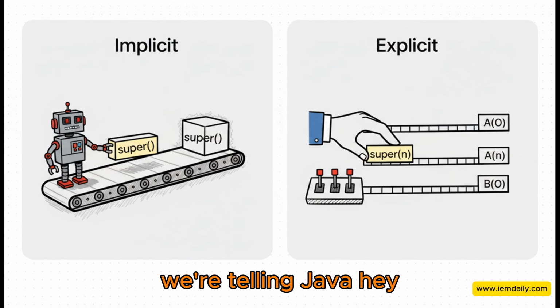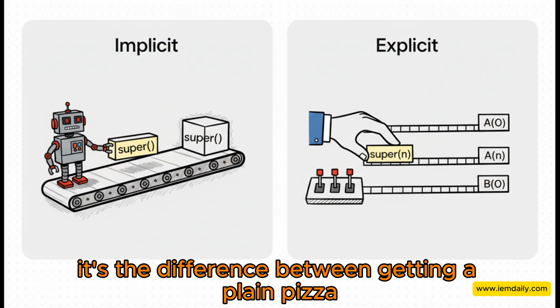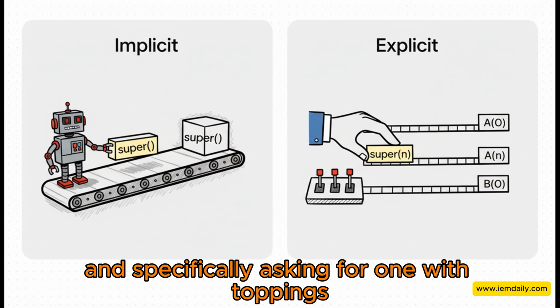We're telling Java, hey, don't use the default one. I want you to call the parent constructor that takes an integer. It's the difference between getting a plain pizza and specifically asking for one with toppings.